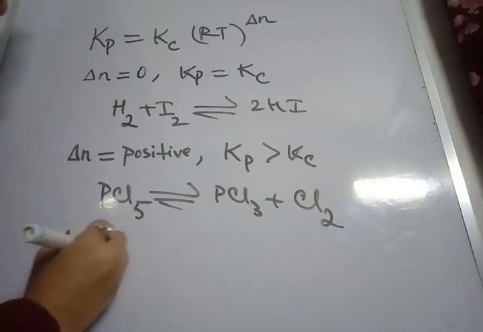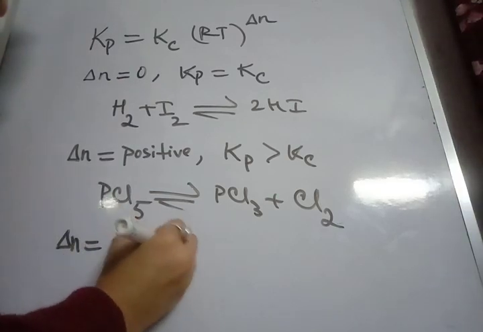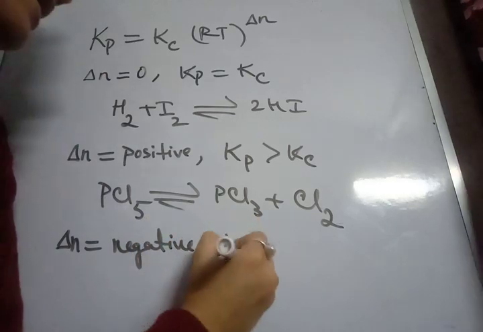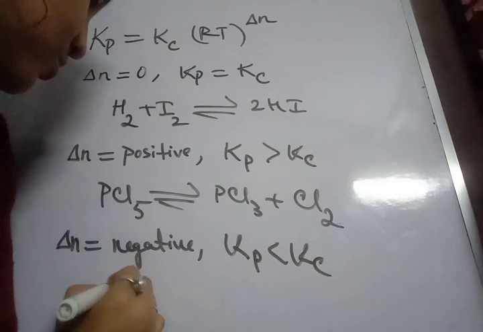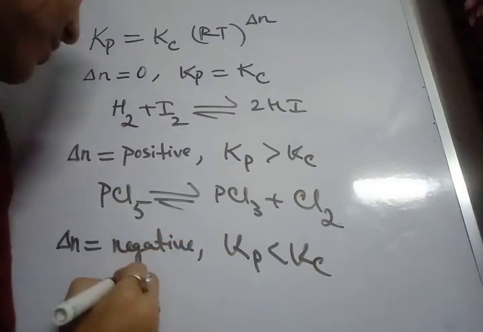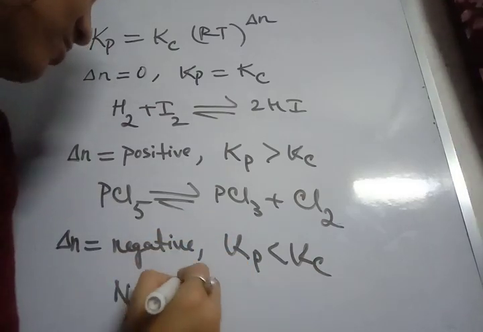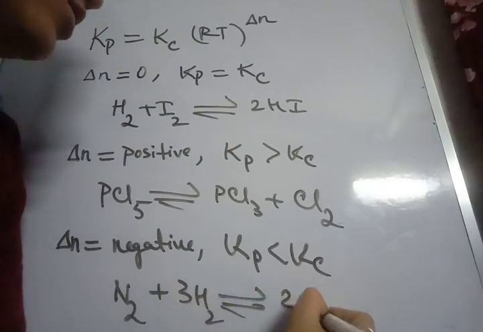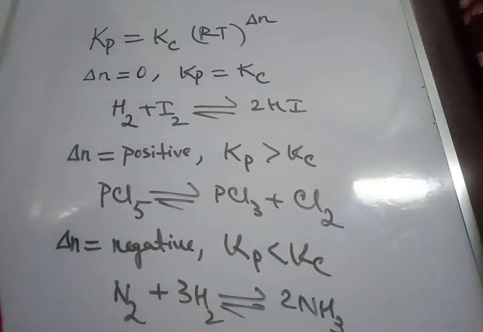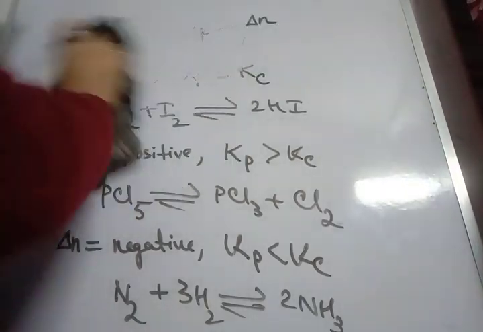When delta n is negative, then Kp is less than Kc. So here the example is Haber's process, where nitrogen and hydrogen are reversible to ammonia. So these are the three equations where we are using the three conditions of delta n: delta n being 0, delta n positive and delta n negative.